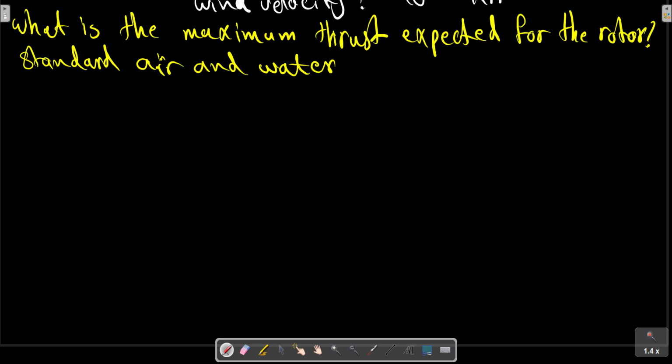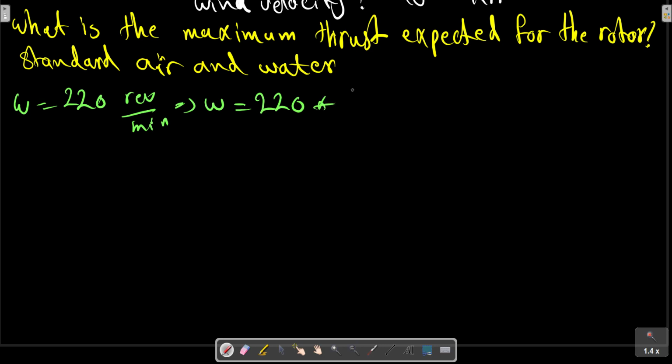We should first convert the rotation rate omega to radians per second. In this case we have omega equals 220 revolutions per minute. So omega is 220 multiplied by 2 pi over 60, which equals 23 radians per second.